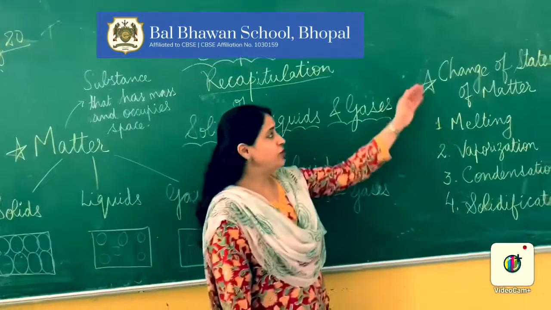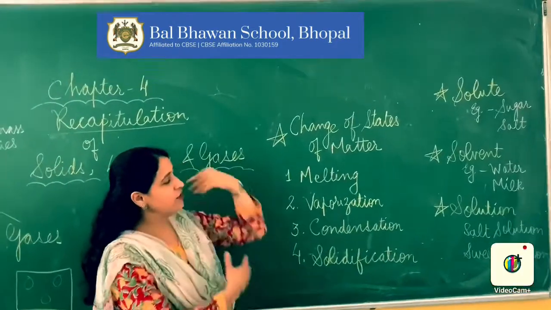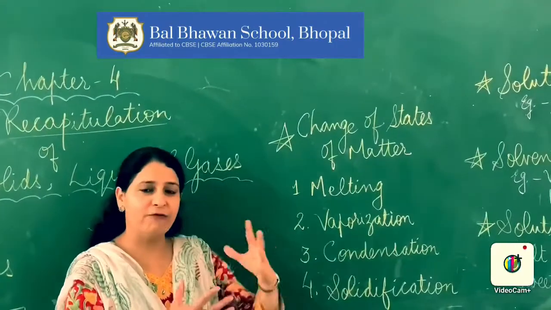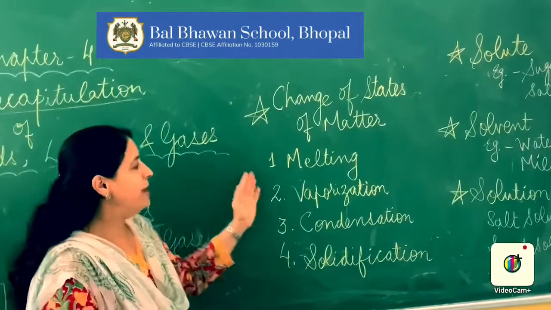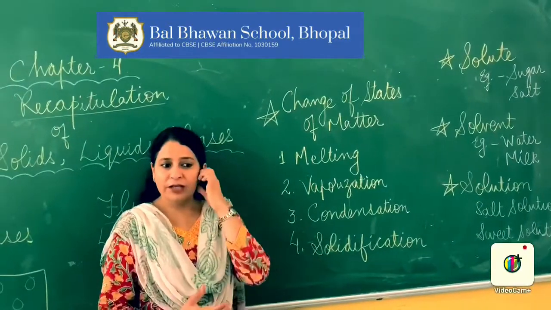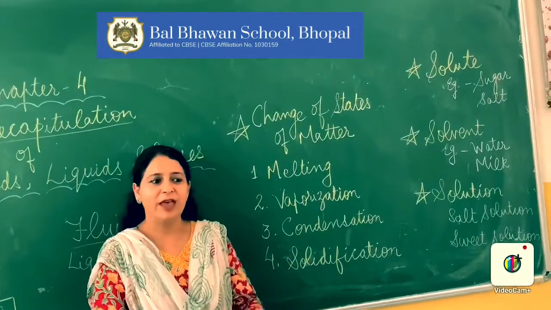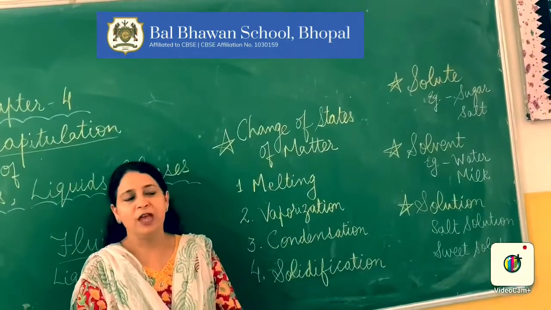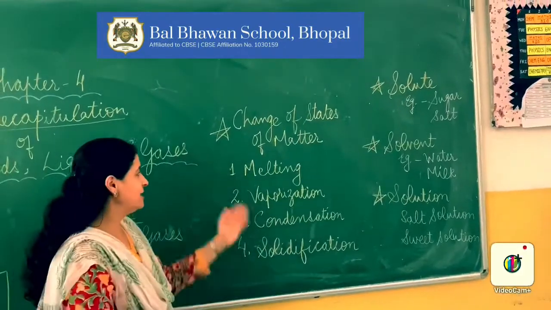Now come to the change of states of matter. There are many changes in states of matter. It can be converted from one state to another state. For example, melting. When we keep a solid ice outside on the table for some time, it will melt into water. So the change from solid to liquid is called melting.